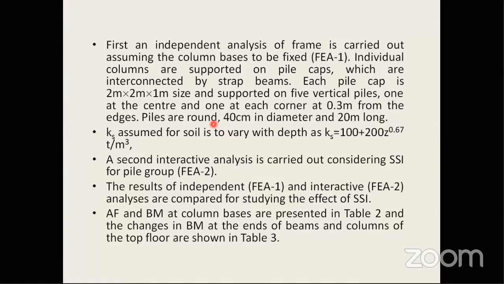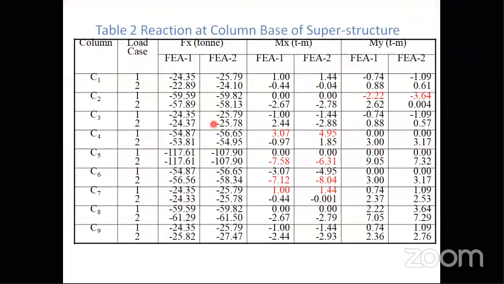Okay, and when we solve it for this, we can compare the two results. In this case the modulus of subgrade reaction of soil was assumed linearly varying, not linearly, it is assumed with the particular formulation z to the power 0.67. Okay, and now these are the comparisons with the two loads. There are two load cases, load case 1 and load case 2. Load case 1 is only dead load, and in load case 2 there is wind load.